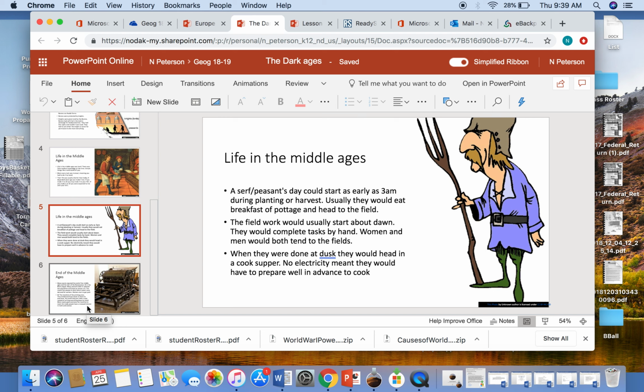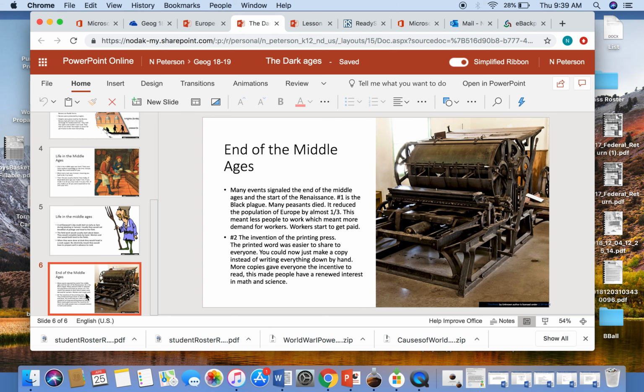They were people that were very poor. And then the end of the Middle Ages, remember when the Middle Ages ended really was when the Renaissance started. And give or take, around the 1300s, especially, really one of the big markings is when this guy here, the printing press, was invented.